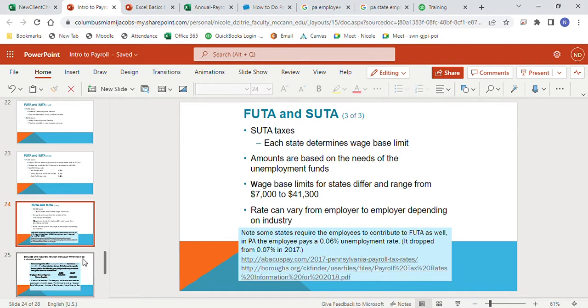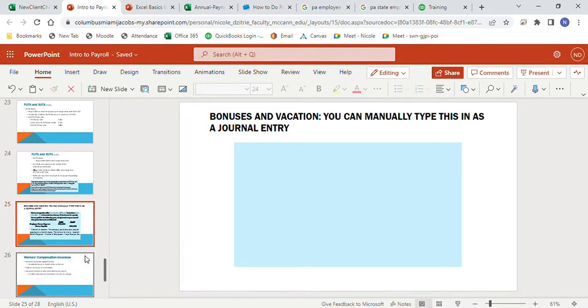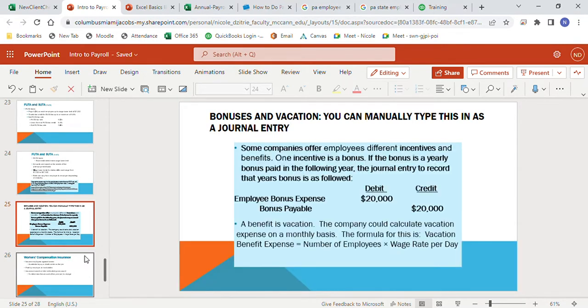And then you also have something like bonuses and vacation. And there's different ways to do journal entries for those without having to put them through QuickBooks. And I'll show you the journal that I made for our template. And you would just put it in there as bonus expense and bonus payable. So you're acknowledging the expense and you're acknowledging that you owe this X amount of employees, this amount of bonuses. Maybe you don't give it until Christmas time at the end of the year or whatever it may be.